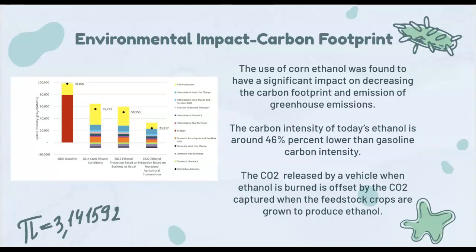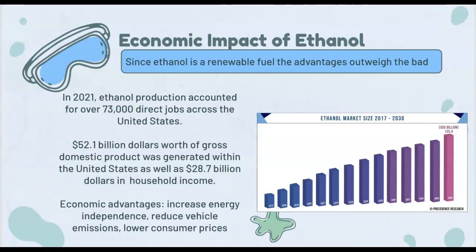The environmental impact, or how it affects the carbon footprint. The use of corn ethanol was found to have a significant impact on decreasing the carbon footprint and emissions of greenhouse gases. The carbon intensity of today's ethanol is around 46% lower than gasoline, which makes it better for our environment as a whole. The CO2 released by a vehicle when ethanol is burned is offset by the CO2 captured when the feedstock crops are grown to produce this product, so it's very cyclical in nature.